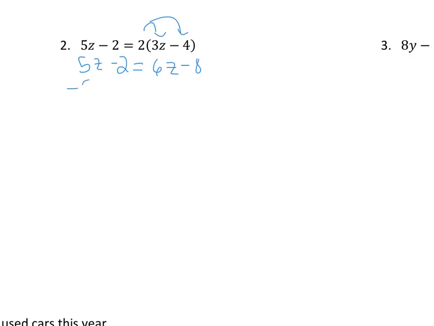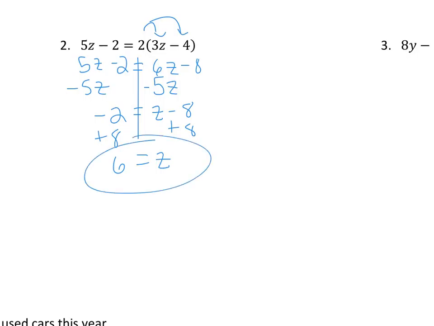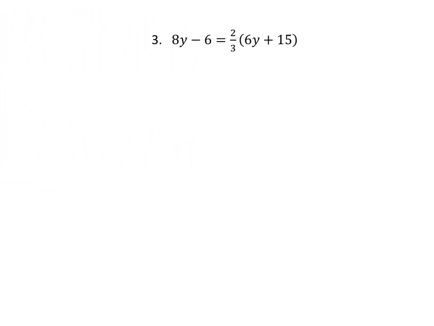The 5. So I'm going to subtract the 5z. You get negative 2 equals z minus 8. Add the 8. You get 6 equals z. Okay? Let's look at another one.